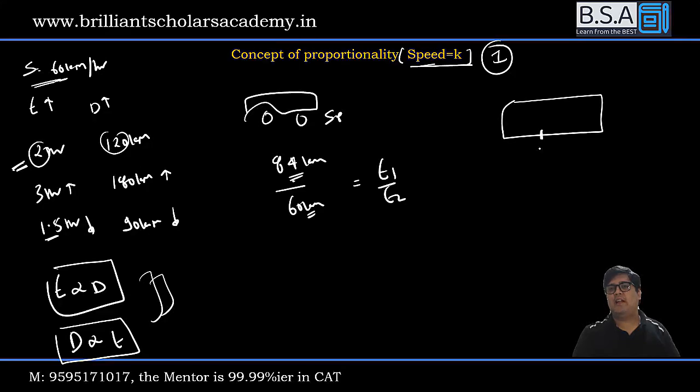There is an ant here. The distance on this side is 3 units, distance on this side is 4 units. Distance could be kilometers, could be meters, could be anything.